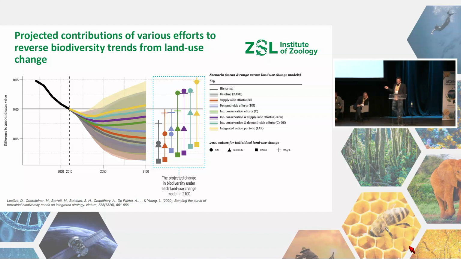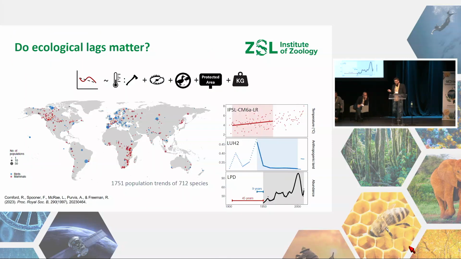Now, the model we put into that was very simple. It was our early attempts to do that. We've begun to do more complicated things now, and in particular, what I want to focus on today is ecological lags. So what we did here is we took about 1,700 populations from 700 species in the LPI. Those are terrestrial birds and mammals.